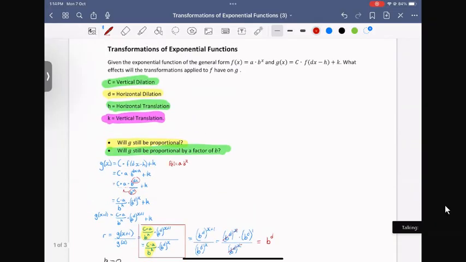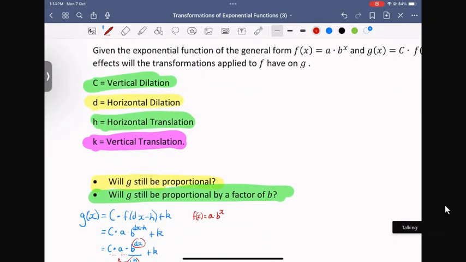So, in summary, this is what we need to remember: vertical dilations and horizontal translations will not change the proportionality factor of the general form. Horizontal dilation will still be proportional, but it will change the factor. And vertical translation, no, it's not going to be possible.